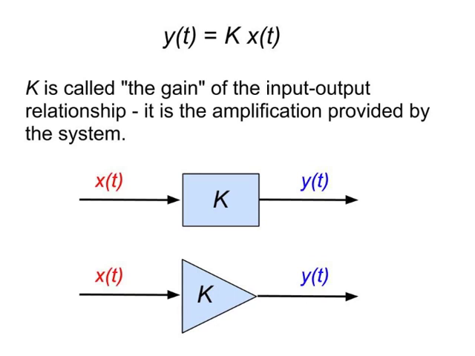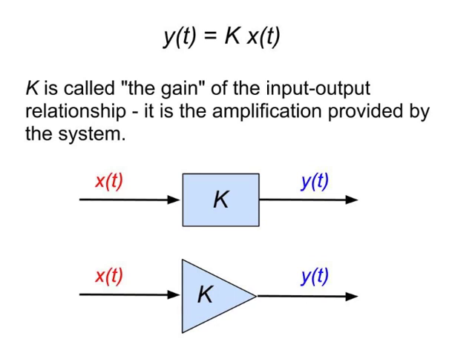An important part of the terminology of this course is the idea of gain. Gain is the amount of amplification that's provided by a system. So in this case, the gain of this system is the constant k. For more complex systems, the gain will depend upon the input signal.